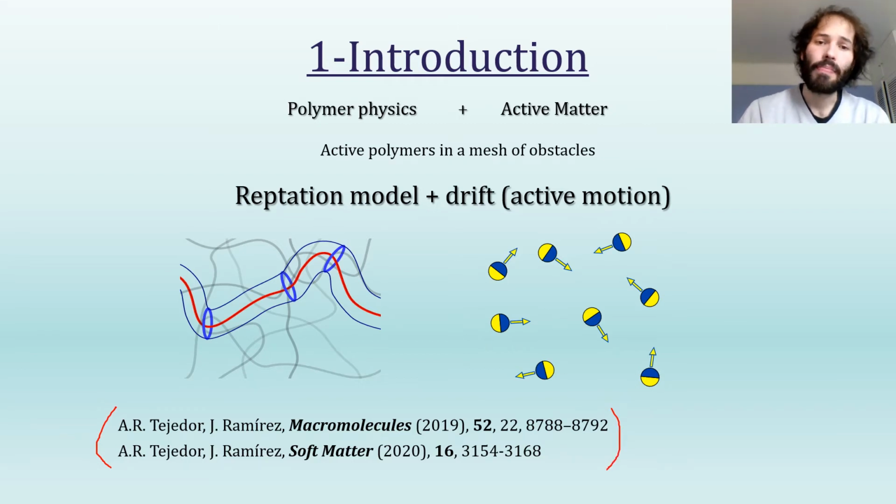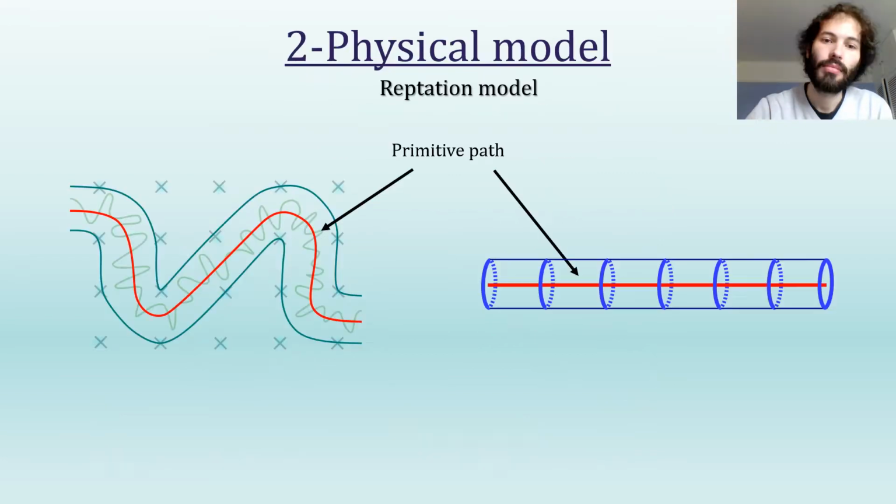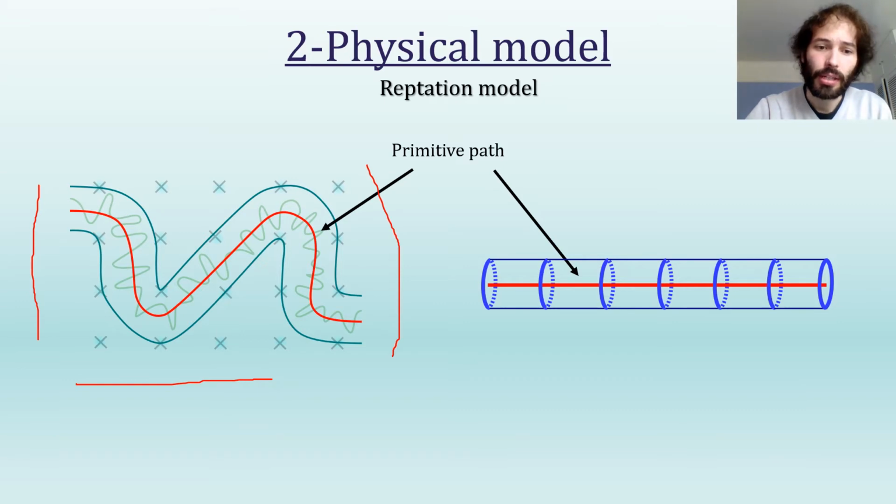Now, let me remind you of some of the basic hypotheses of the reptation model. As I said before, the tube reptation theory attempts to capture the dynamics of polymers moving through a mesh of obstacles, using a virtual tube as a mean field potential. And thus, the dynamics of these entangled polymers can be simplified to a diffusive motion in one dimension.